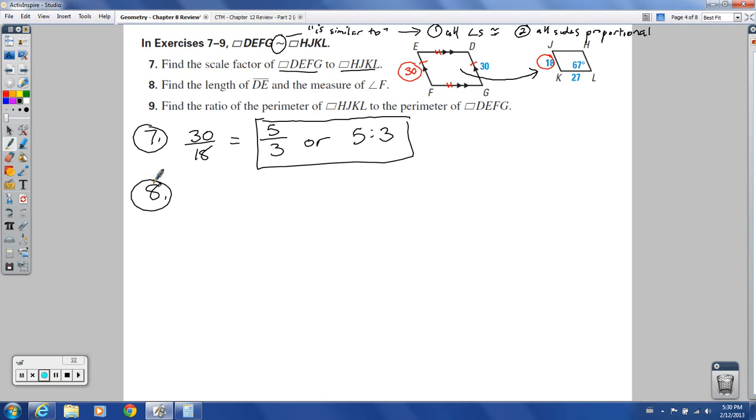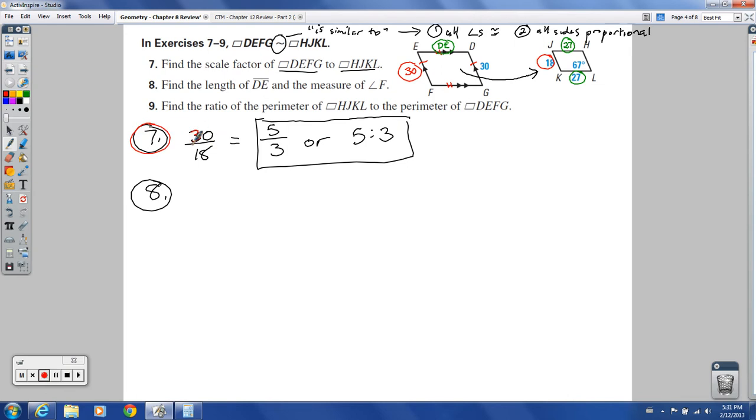Number 8, find the length of DE and the measure of angle F. So what's the length of DE? We know that this one's 27, and this one's 27, and this one we don't know. I'm just going to leave it as DE. So this is DE. I know if this is 27 though, this also has to be 27. And I know that this one matches up with this one. This is DE right here. So how can I set this up? I'll do this in green just so you make the connection here that I'm doing number 8. This one, I'll circle that in red.